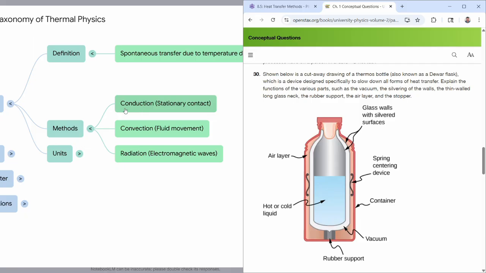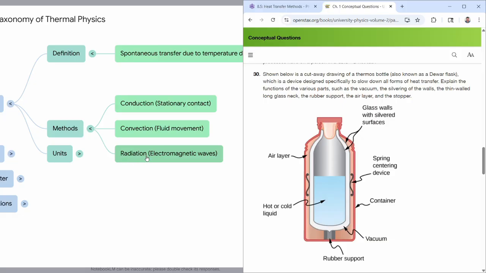And the feature in a typical thermos that's designed to reduce radiation is the color appearance. A lot of thermoses are shiny metallic objects, have that kind of surface. And that's not just for aesthetic reasons. That shiny metallic appearance limits the amount of radiation.